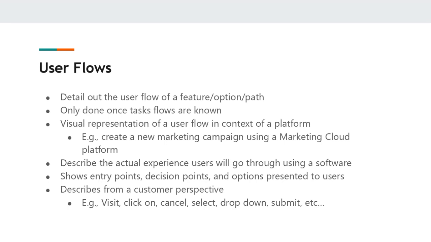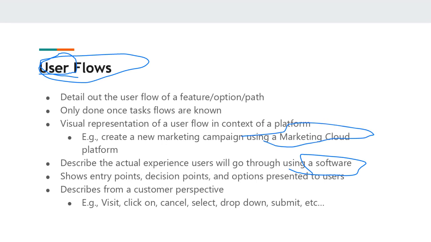It will describe the actual experience the user will go through using the software. So the user flow is software specific, okay? So in the user flow, there's a software element. So, marketing platform. And this is where you're going to start seeing click on, go to, visit, save, cancel, submit, abandon, save to favorites, add to cart, checkout, payment, make payment, share, send. You're starting to use a vocabulary that is really, really specific to that platform.